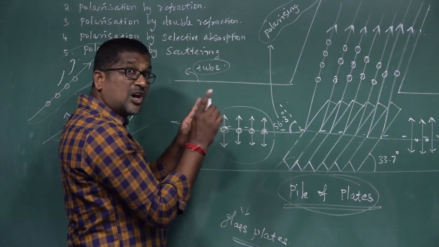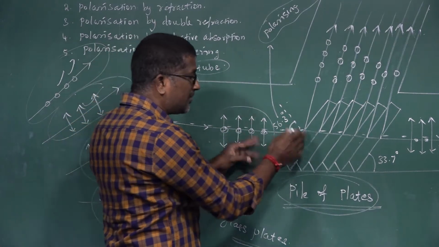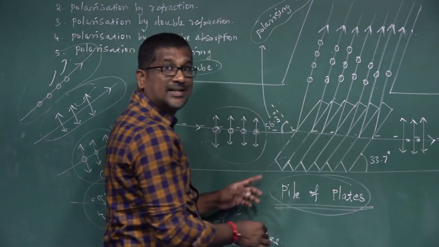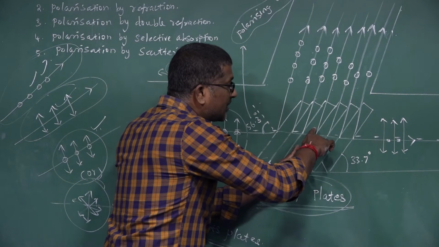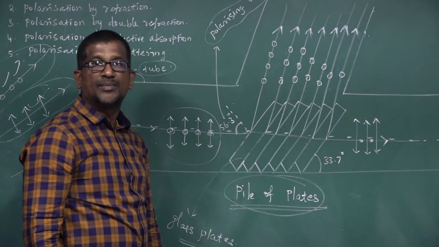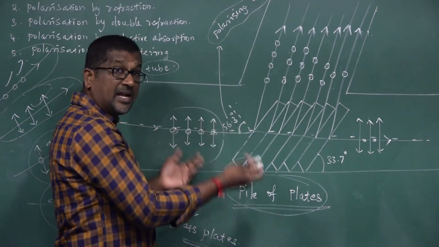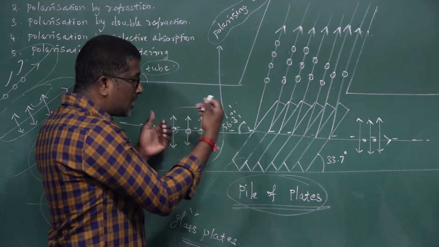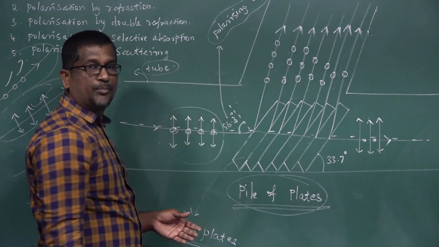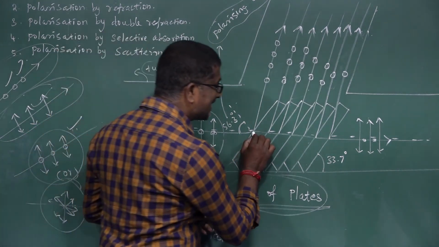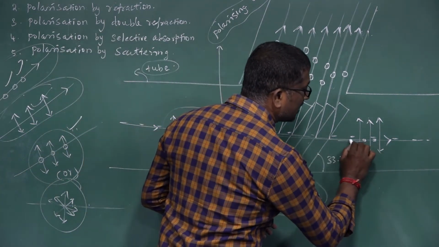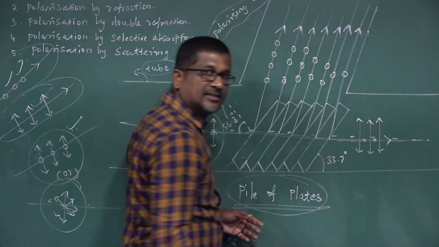The vibrations which are perpendicular to the plane of the board, or plane of incidence, get reflected from each surface of the glass plate. Whereas the vibrations which are parallel to the plane of incidence, or parallel to the plane of the board, are transmitted through the glass plate and come out like this.